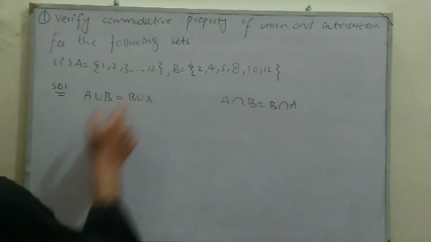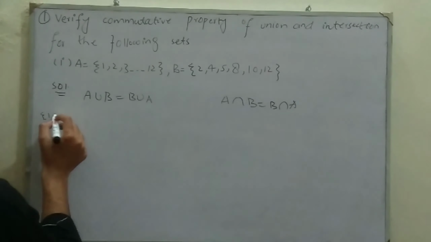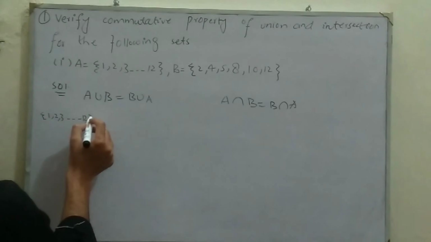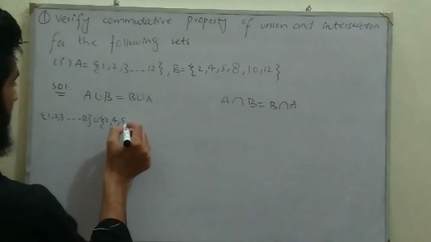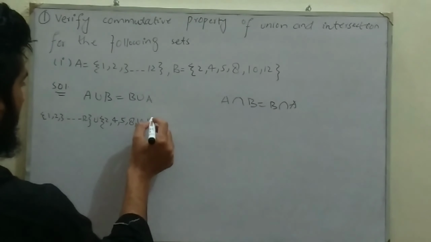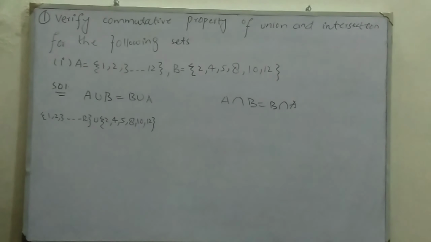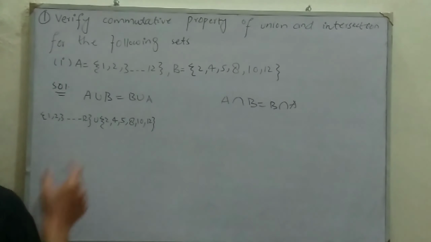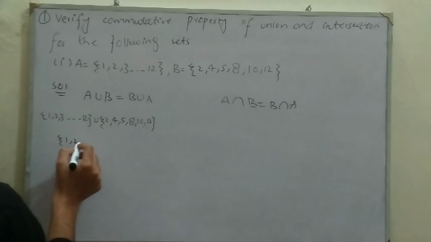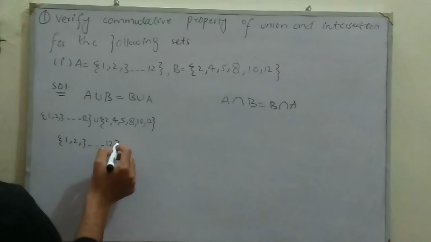A is 1, 2, 3 to 12, union B, which is 2, 4, 5, 8, 10 and 12. Union is all those elements which are included in both of these two sets. So 1, 2, 3 goes to 12, and these elements are also included here, so just take one element from this 2, 4, 5, 8, 10 and 12. So its union will be 1, 2, 3 and up to 12.